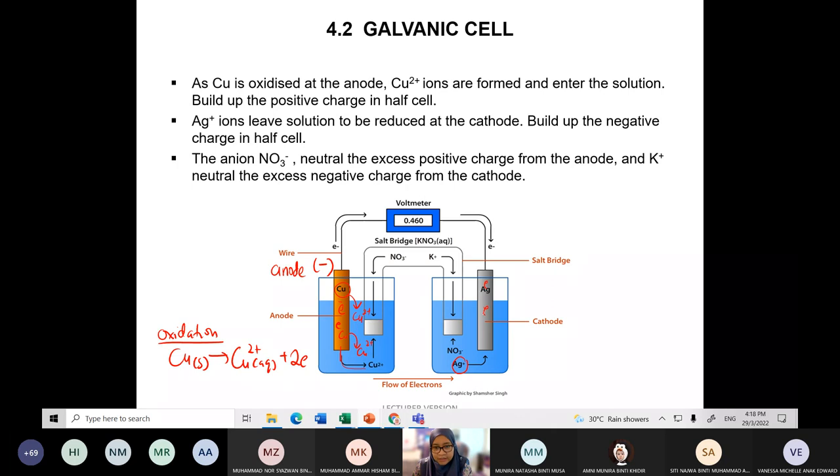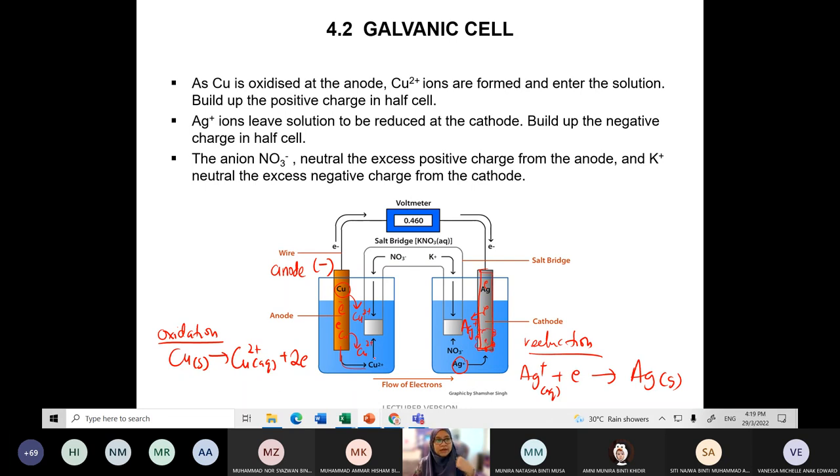Okay, dia akan accept the electron and becoming Ag atom. Okay, so dia akan diterima oleh Ag plus, and this Ag plus will become Ag atom ataupun silver atom, and silver atom will be deposited on this electrode. Okay, alright, so in terms of equation, the Ag plus aqueous will accept the electron, so one electron, becoming Ag solid. So it will get deposited on this electrode.